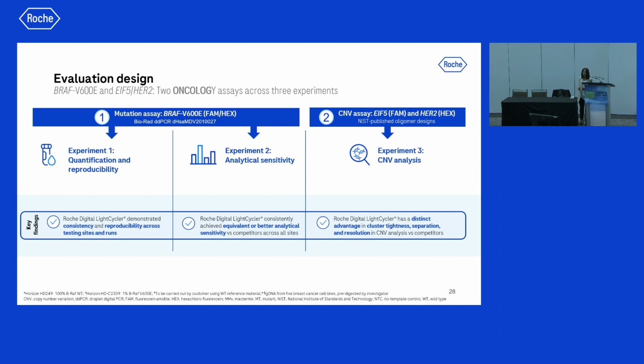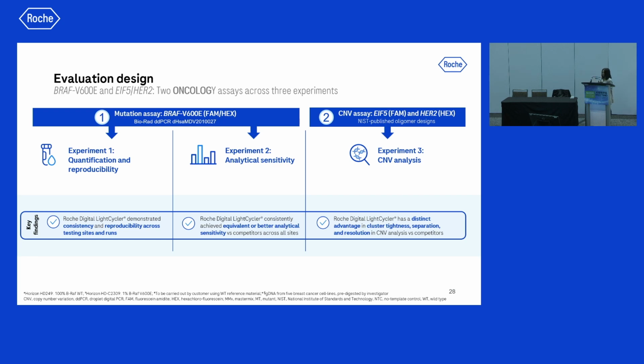And from experiment 2, we were able to show that there is at least an equivalent or better analytical sensitivity on the Roche Digital LightCycler system compared to other competitors across all the sites that were tested. And lastly, from the copy number variation assay, we have a distinct advantage, as I depicted qualitatively from the 1D and 2-dimensional plots: we have really nice cluster tightness, better separation, and really nice resolution, especially for copy number variation where precise measurements are really needed.